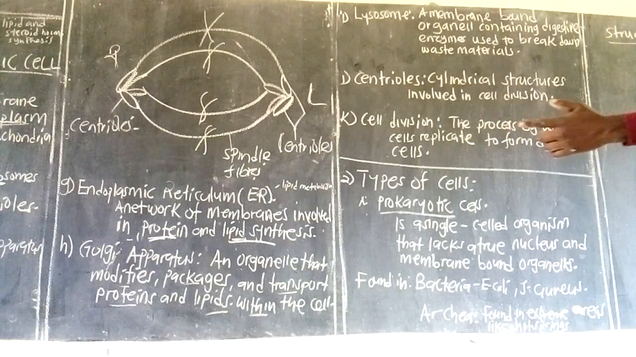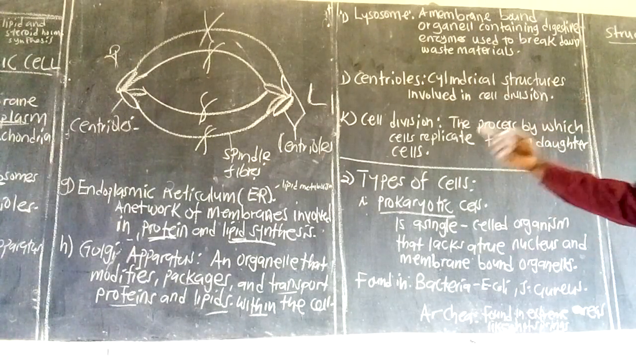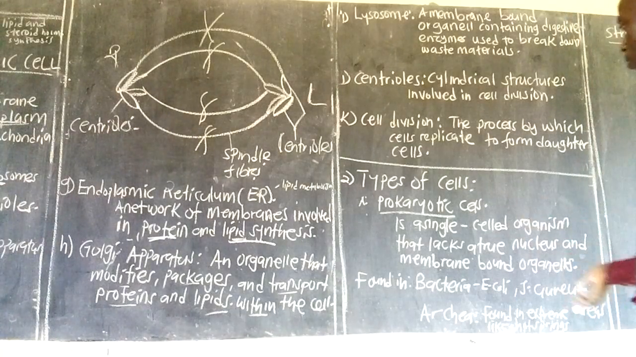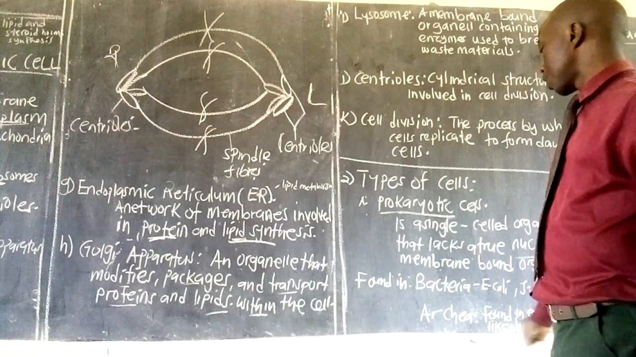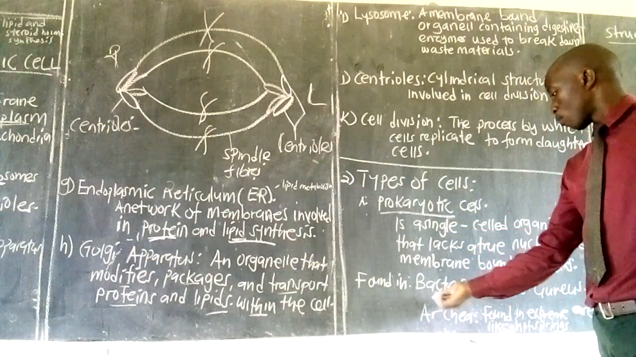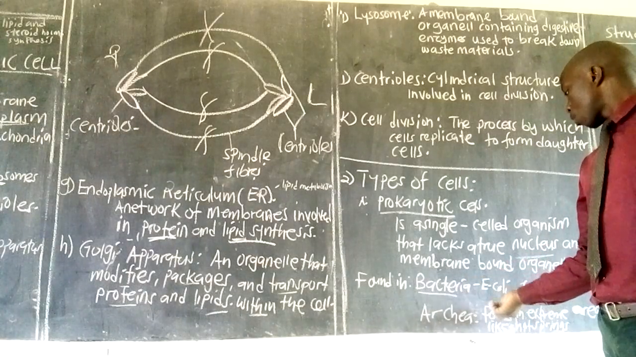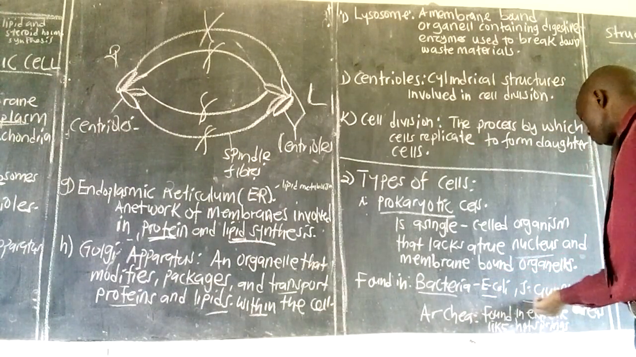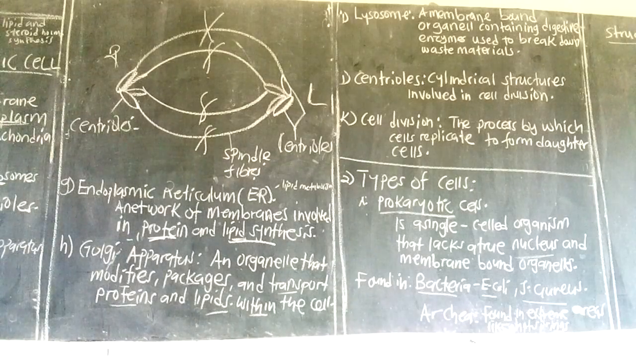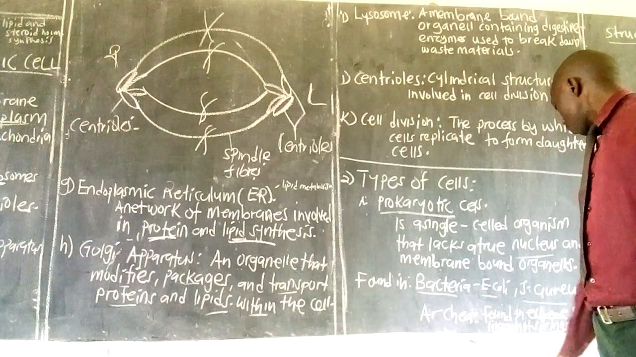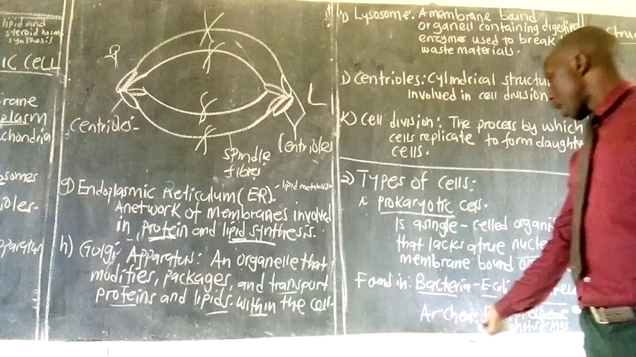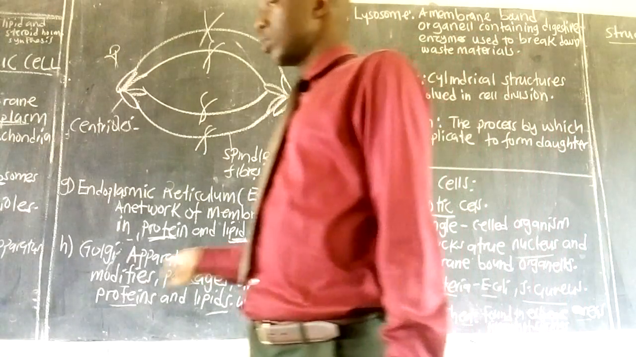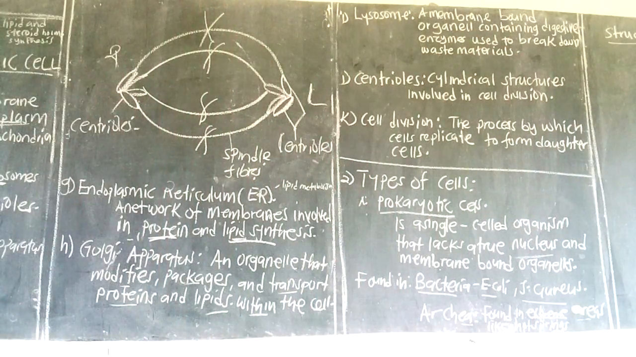So it is truly the opposite of the eukaryotic cell. It lacks membrane-bound organelles, it is single-celled, and it lacks a true nucleus. We shall say prokaryotic cells are mostly found in bacteria, for example E. coli and Staphylococcus aureus. They are also found in extreme environments like hot springs. Those are the archaea. So that is the prokaryotic cell.